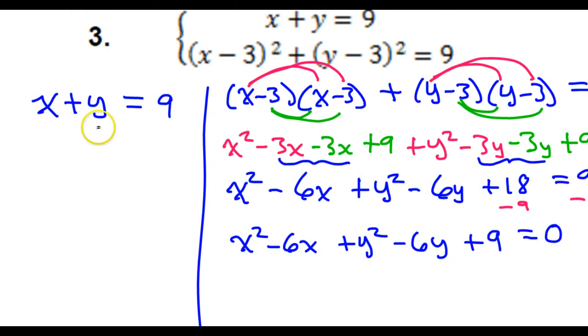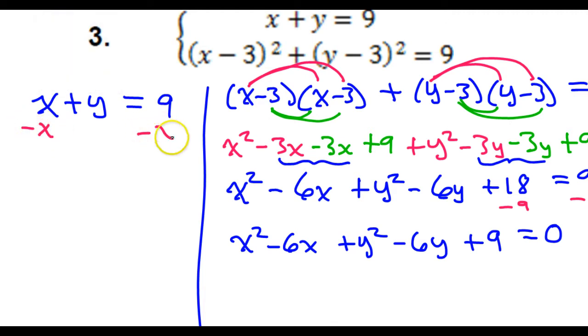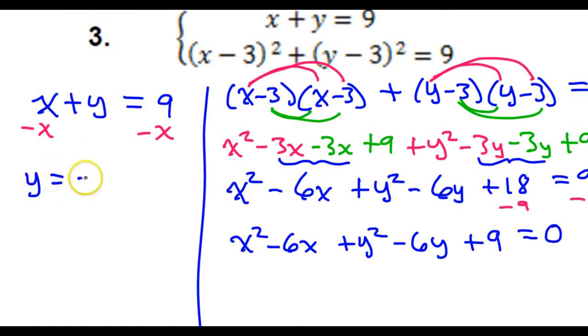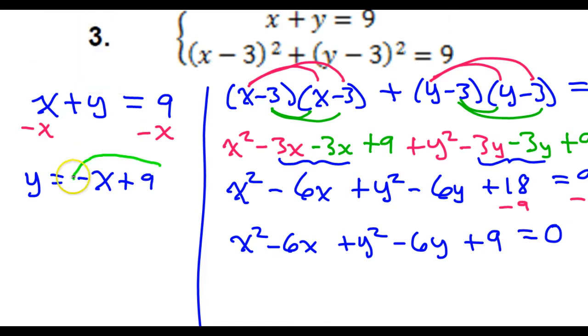Now I'm going to do substitution. So I need to get one of these variables by itself. I think I'll get y by itself. So I'm going to subtract x from both sides. That's going to leave me with y equals negative x plus 9. Once I have that, I can take this and do substitution. So I'm going to put this in for y in the other equation. That means I'm going to put it in here, and I'm going to put it in here.